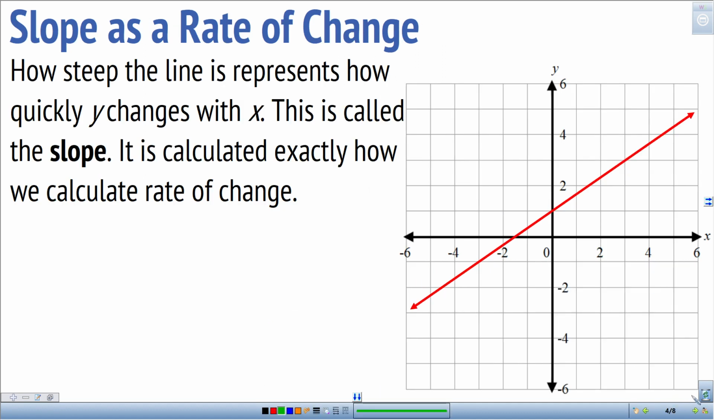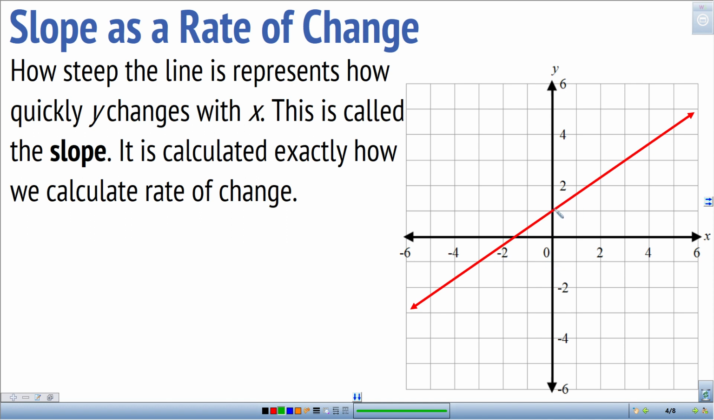So we're going to learn how to calculate the slope of a line. So basically how steep a line is represents how quickly y changes with x. So if a line is relatively flat like this, it has a lower slope or a smaller slope compared to if a line was really steep. Okay, so how steep the line is called its slope, and we can calculate it exactly in the same way as how we calculate the rate of change from the graph that we just started with.